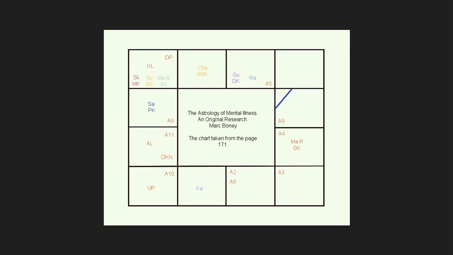So I'm just going to repeat briefly. The person was struggling with drug addiction, especially to cocaine, heroin, etc. Okay, so what I would like to add is that obviously Marc Boney wrote about that chart, discussed that chart in his book. As you can see, it is taken from page 171. Okay, so there's no point for me to repeat what was already written by the author, so I'm not going to repeat myself. All those who are interested in getting more knowledge, just please buy the book and study.